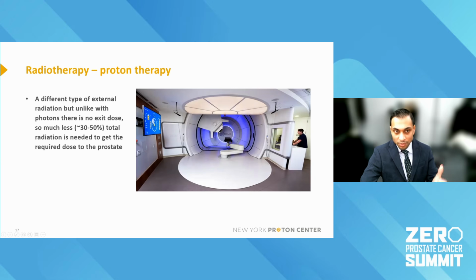So it just goes to the prostate gland and it just stops right there, whereas photons or X-rays are going to go to the prostate gland and then start to dissipate on their way out. As a result, you end up getting much less total radiation to your body, about 30 to 50% less total radiation to your pelvis, to your entire body, but there's still the same amount of radiation to the prostate gland itself.